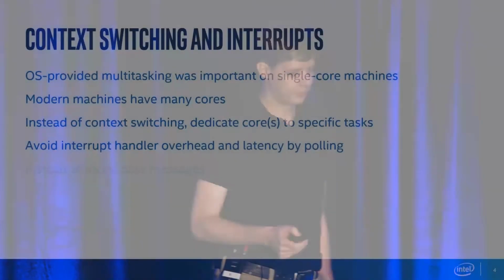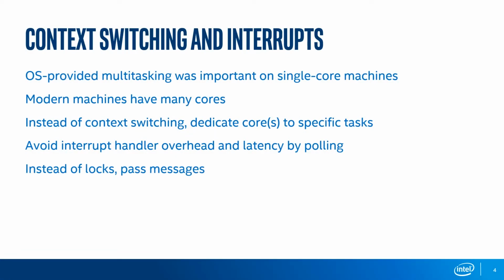And finally, instead of using locks to achieve concurrency between threads, we want to pass messages so that we can avoid stopping the thread that's doing work, and build our asynchronous programming model. So the idea here is that we're going to talk about some existing threading models and then what SPDK provides.